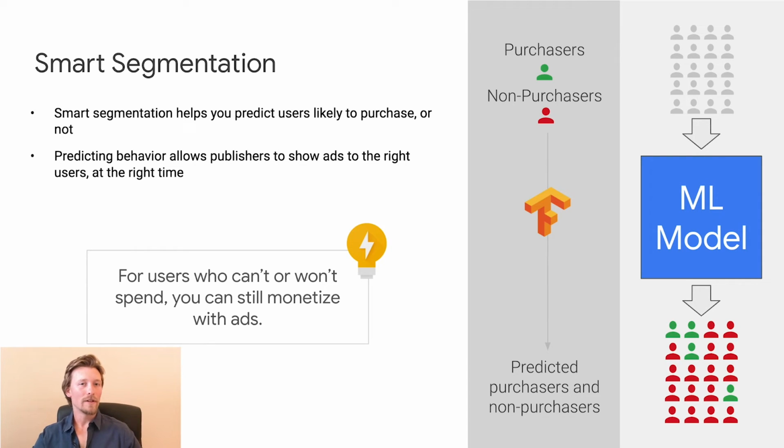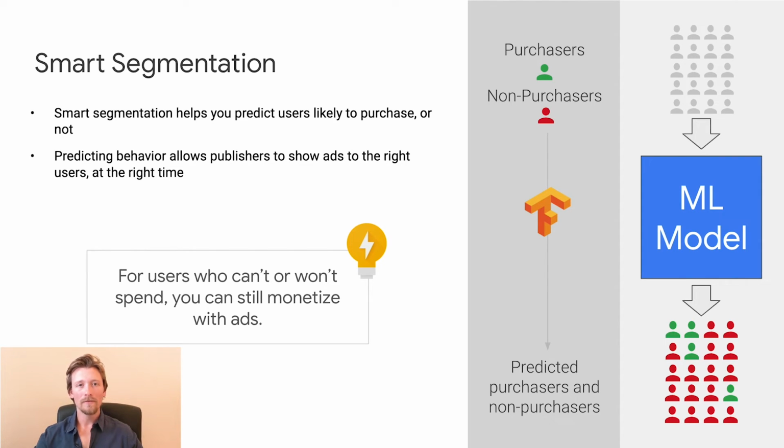So what does this have to do with the right ad experience at the right time? Well, sometimes the right ad experience is no ad experience at all. For users that are strongly likely to purchase or subscribe, you might not want to show ads. And for other users who are almost never likely to purchase or subscribe, ads might be the most practical monetization solution to sustain your business. So smart segmentation aims to help you make that choice with data. With smart segmentation, for users who can't or won't spend, you can still monetize with ads.